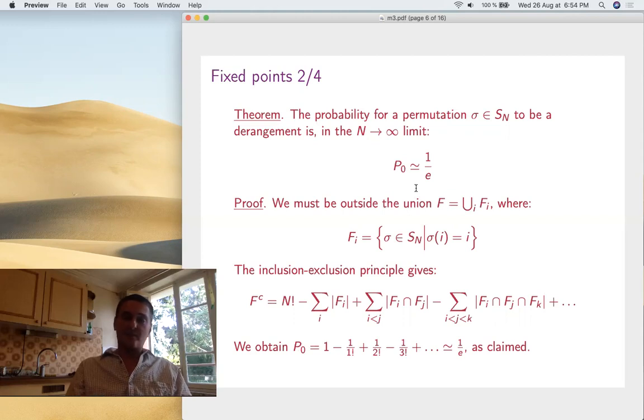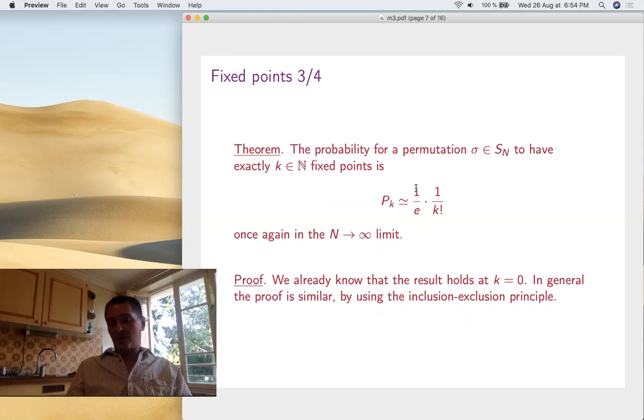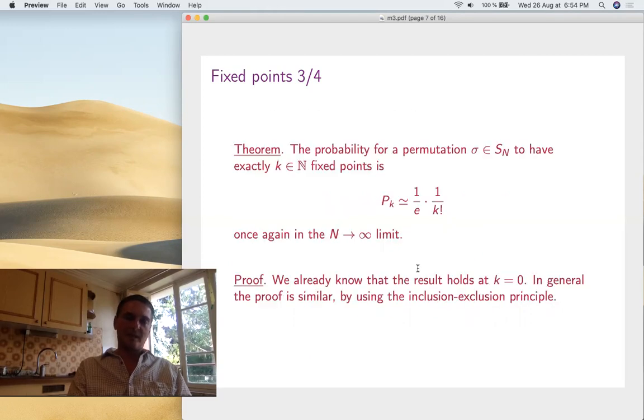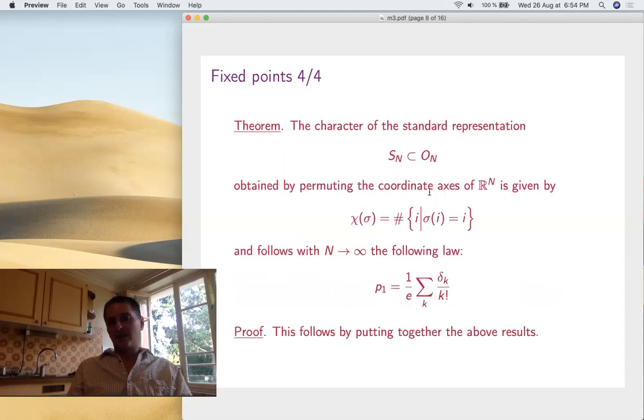Very, very interesting result. Now, in general, we can slightly modify the computation, and we get that the probability for a permutation to have exactly k fixed points is 1/e times 1/k factorial. It's the same thing as before, we just have to modify all this a bit. And now we have the measure, that's the density of the measure. So let's take the theorem: the character is the number of fixed points, and it follows this law. Just the Poisson law, right, as n goes to infinity.